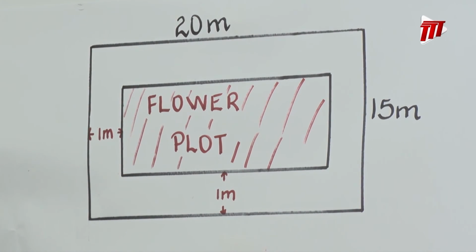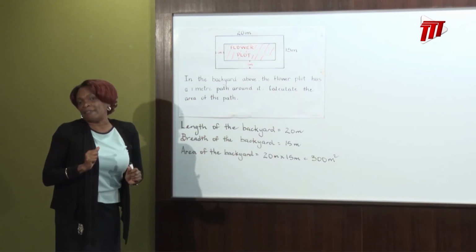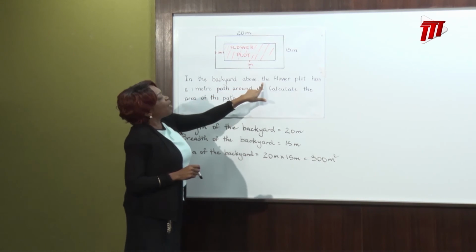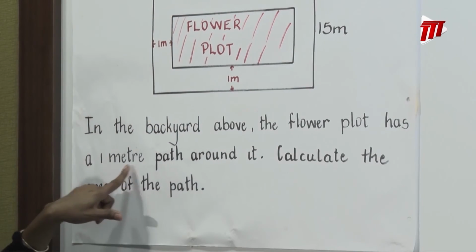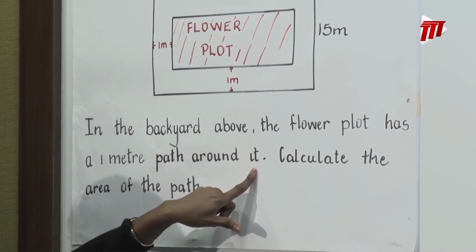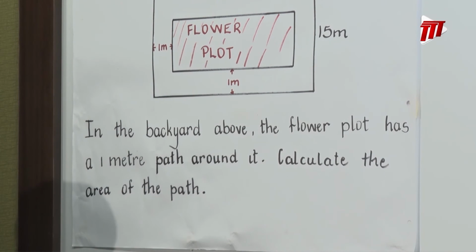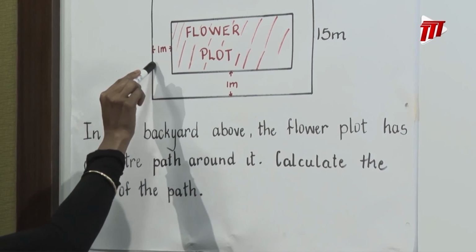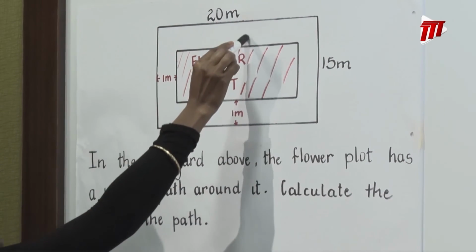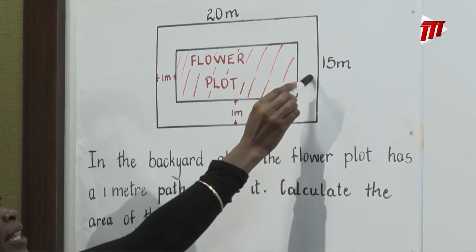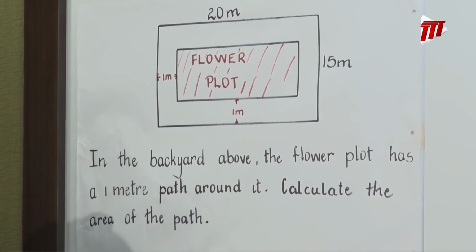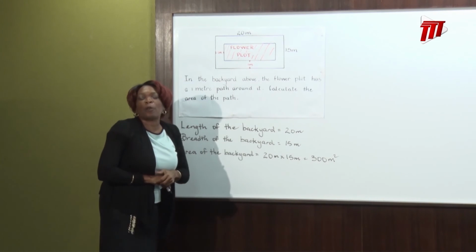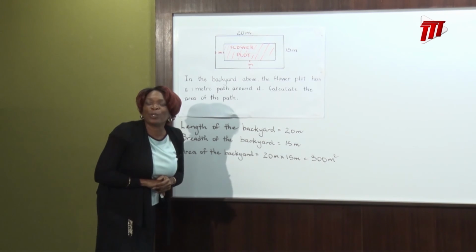Let us look at the question because there is information that is given there. Let's read. In the backyard above, the flower plot has a 1 meter path around it. You see this here? Very, very important. So it means that 1 meter around, this is where the path is, 1 meter, evenly distributed all around. Are you seeing that, children? So in order to get the length of the flower plot, what do you think we have to do? Look at it carefully.